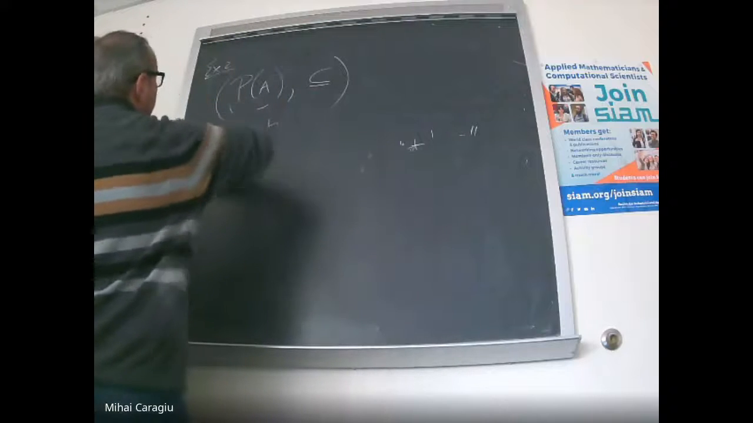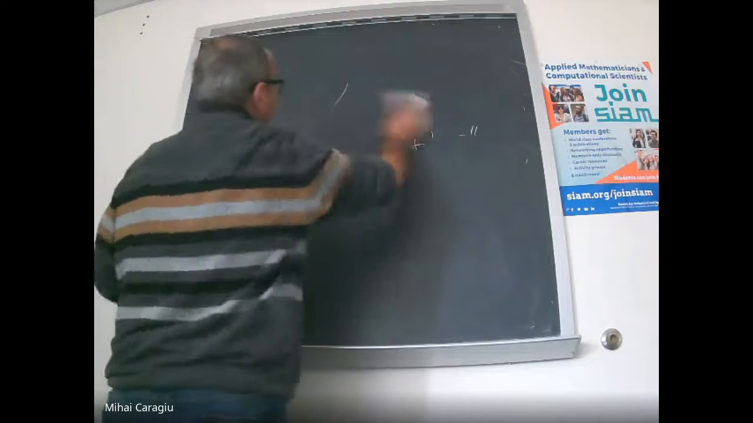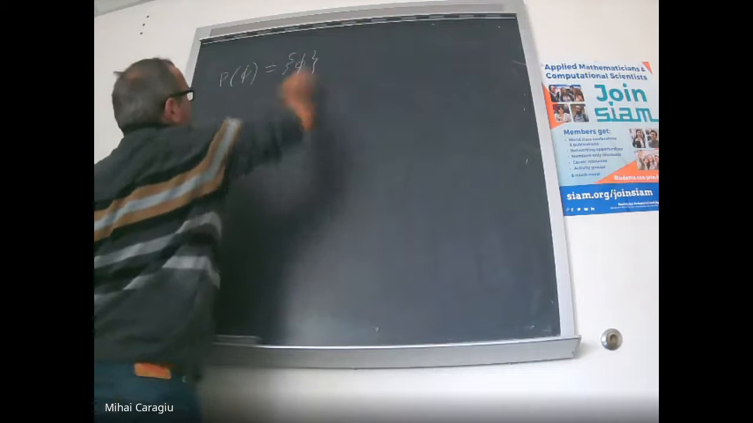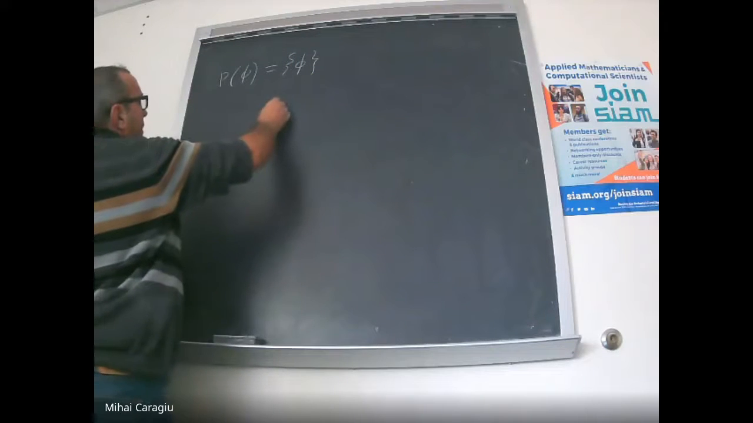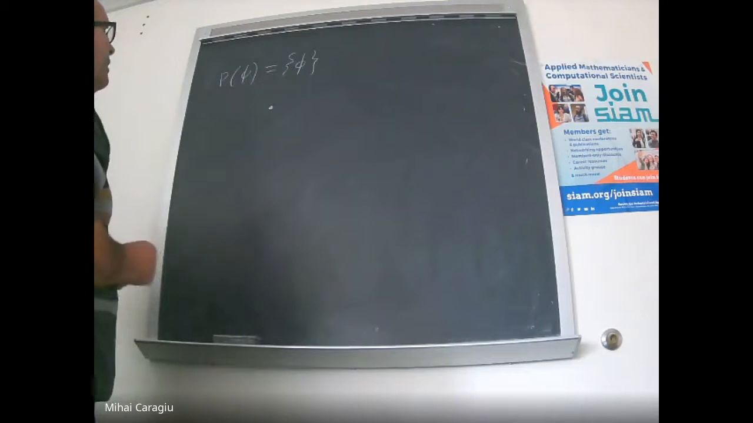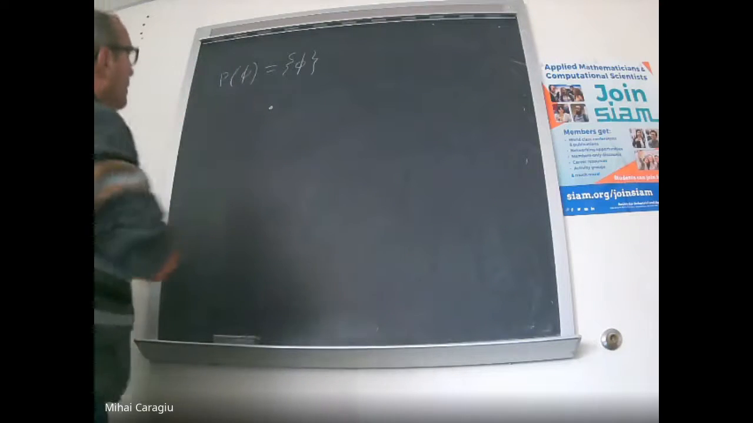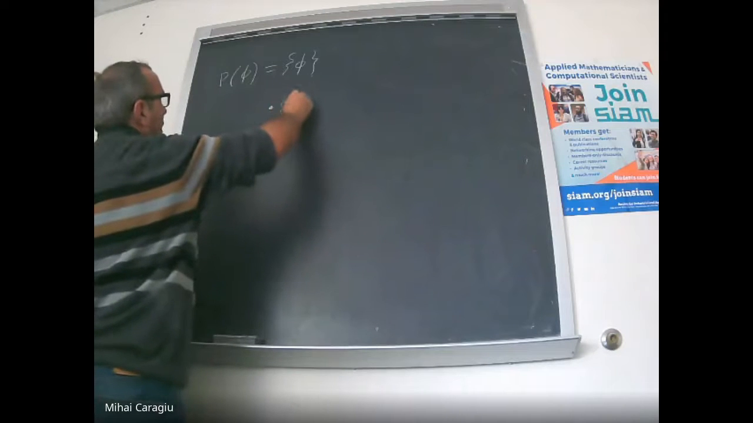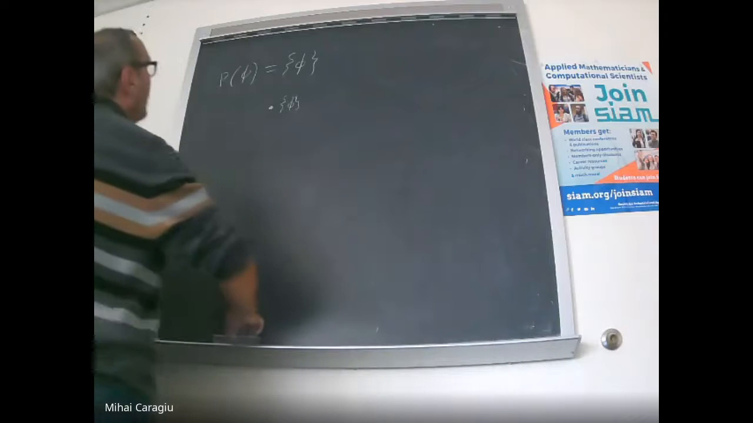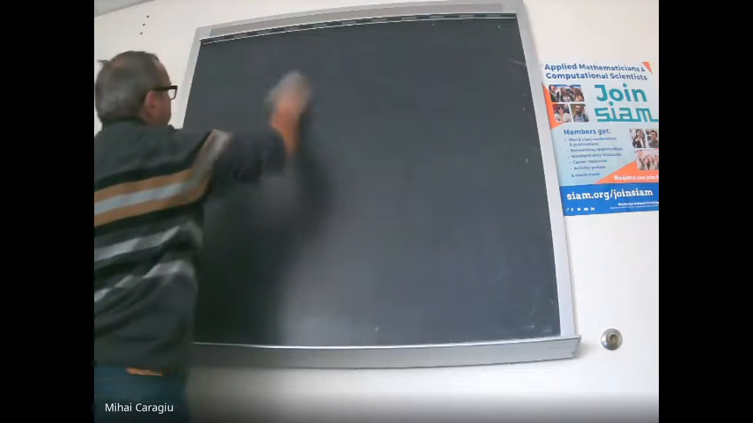Or empty, or zero elements. The power set of the empty set is a set consisting of the empty set. So in this case, it's still a total order because we have only one point, which is less than or equal to itself. So by default it is a total order. Okay, so let's introduce some special elements in Hasse diagrams.